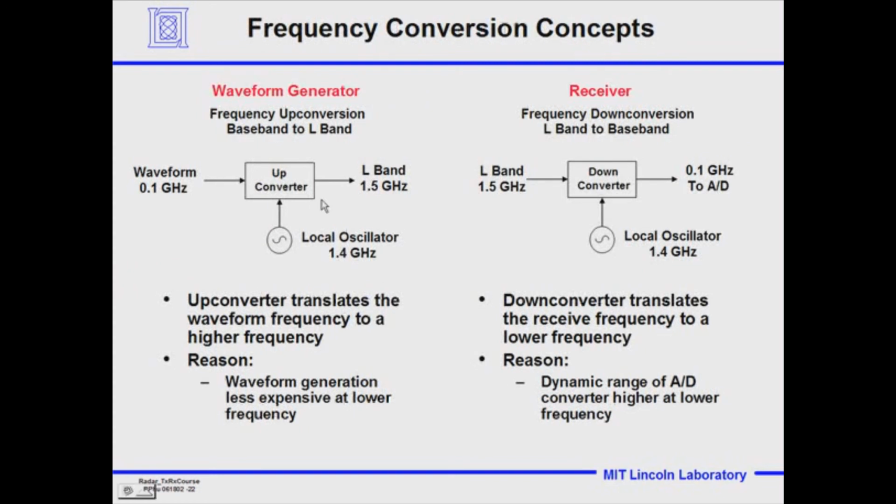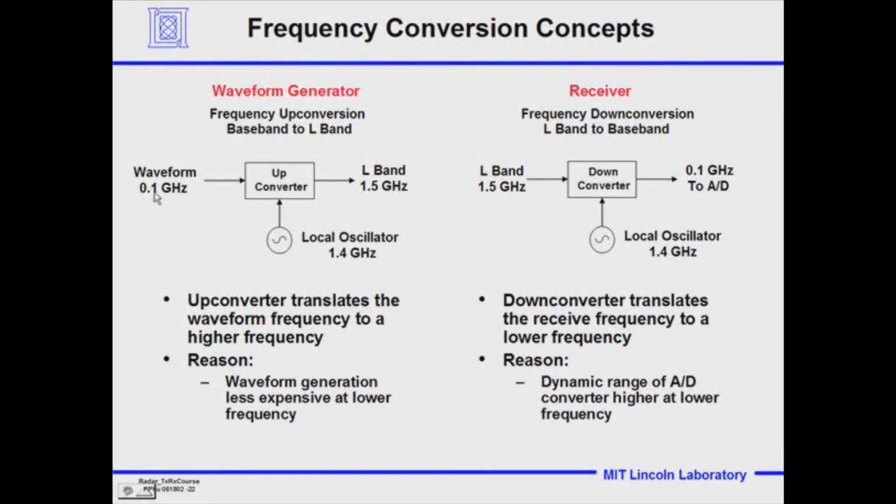Now, what do we really mean by up conversion and down conversion, and why do we do it? In the waveform generator, the transmit section, we start off with a 100 megahertz, a tenth of a gigahertz, waveform, say. That's easy to generate, nice and stable. It's got all the right characteristics, and it's very low cost to do. And then when we up convert, we have an oscillator that's very, very precise, and in this case 1.4 gigahertz.